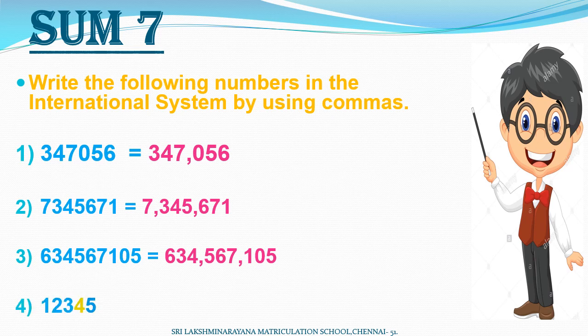And the last sum, 1, 2, 3, 4, 5, 6, 7, 8, 9, 0. This is the given number. Write down all the digits and place the first comma from your right side after 3 digits. So the comma will be placed in between 7 and 8. And the second comma will be placed in between 4 and 5 and the third comma will be placed in between 1 and 2. So this number we can read as 1,234,567,890.